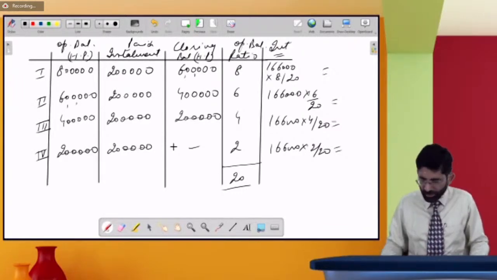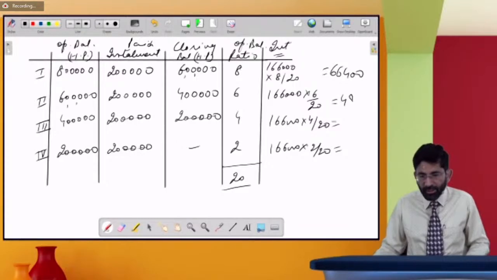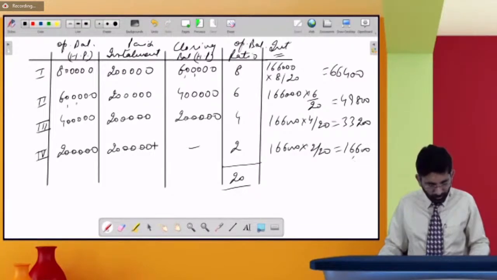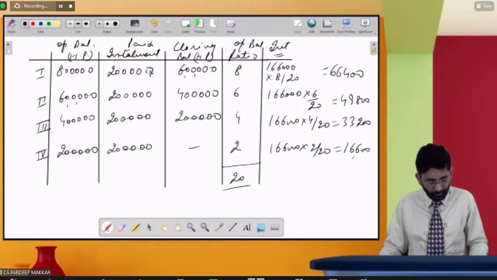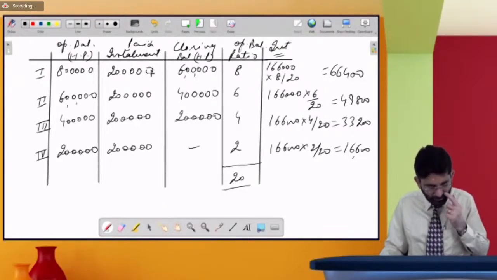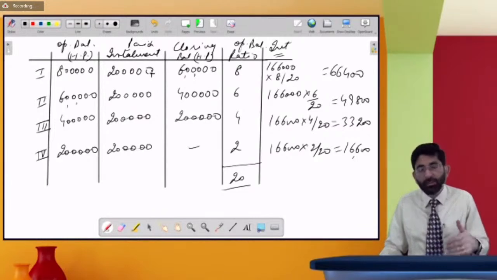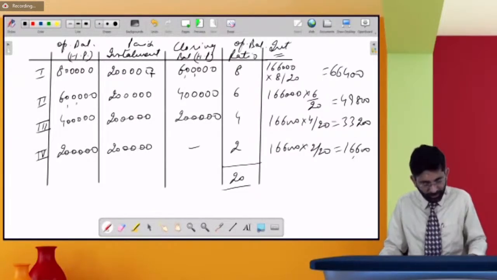66,400 is for first year. Very good, beta. 49,800 is for second year. Some student is sending the answers. I am agreed with him. You may also check it out. Is that right or not? Very good. I assume it is clear to everyone, beta. All students are not with me. According to my opinion, some students are sending the answers, some are not. So everyone must participate in this discussion because it will help you.